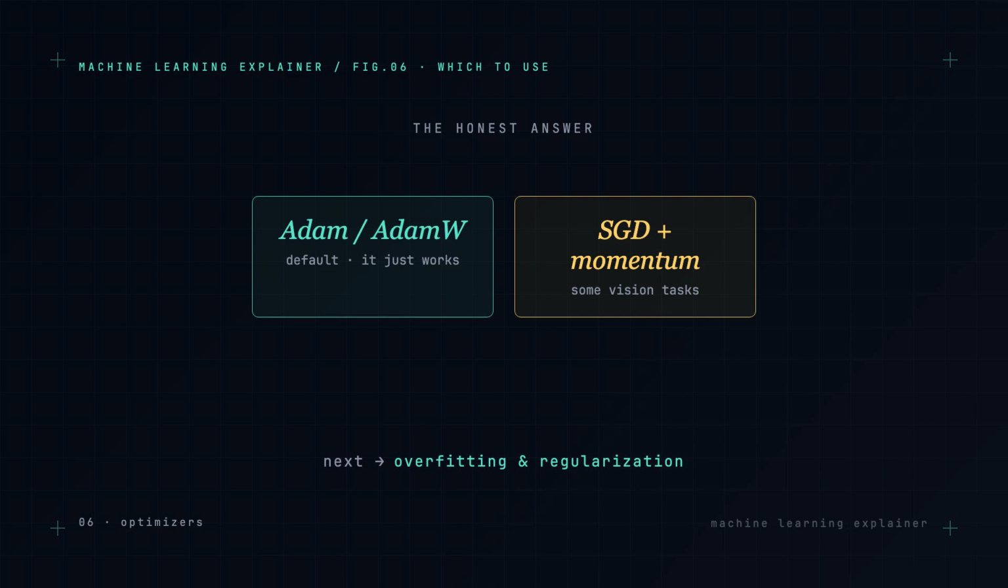Next time, the other half of good training: stopping the model from just memorizing. That's overfitting and regularization. See you there.